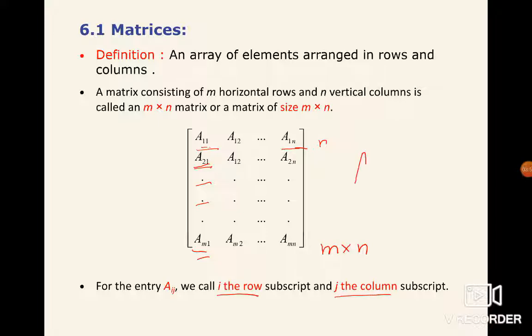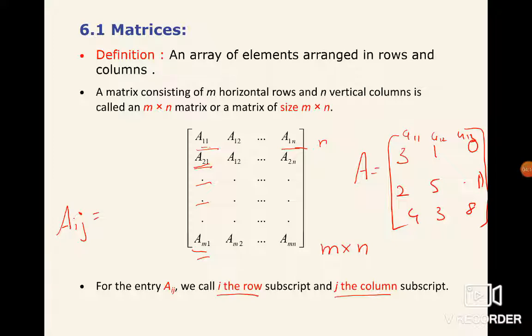For example, if we have a matrix A with rows 3, 1, 0, then 2, 5, -1, then 4, 3, 8. Assume that this is the matrix you have. Now every element is called, this is A11, A12, A13. Aij stands for the element in the ith row and in the jth column. From the given matrix A, the small aij is the element, and capital A is the notation of the matrix.